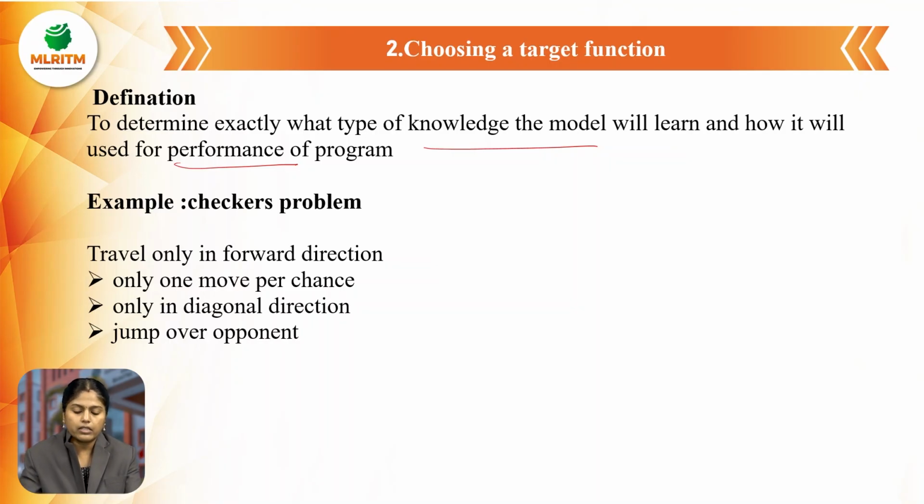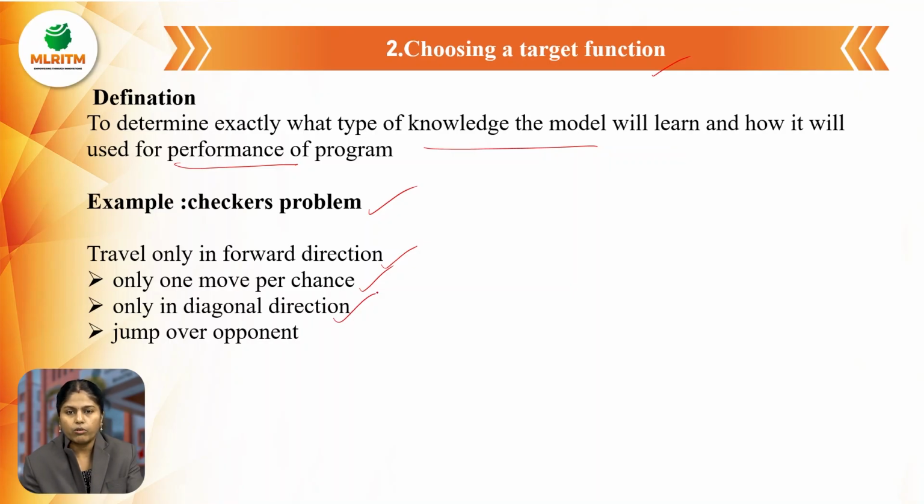For example, for choosing a target function, we can take the checkers problem. The checkers problem is a game that we play. In the checkers problem, the piece travels only in the forward direction, meaning it does not go backward. It moves only one move per chance. One move is done, and the next one moves only in a diagonal direction.